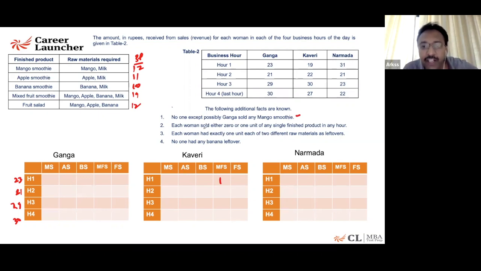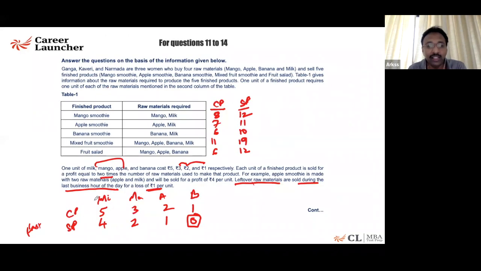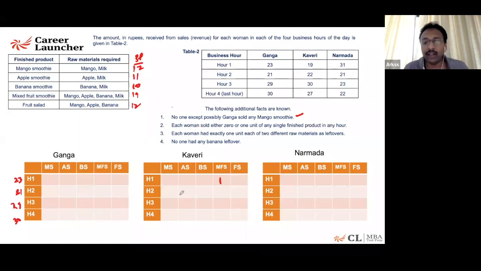Okay. Every woman sold either 0 or 1 unit of any single finished product. So maximum is 1 single of any finished product. That's important. 0 or 1. Okay. Of every individual product. Each woman had exactly 1 unit each of 2 different raw materials as leftover. There are only 4 materials. Only 2 of them are leftover. Between these milk, mango, apple and banana, only 2. No banana, no one had banana left over. In fact, that means only milk, mango and apple, only 2 out of 3 will be there. Okay, fine. This looks like fine.